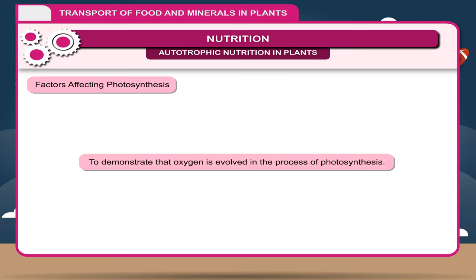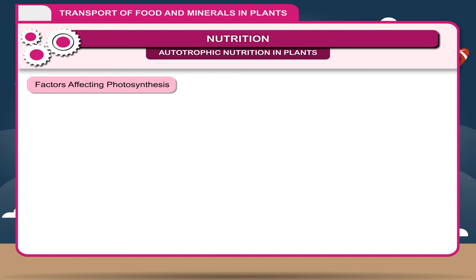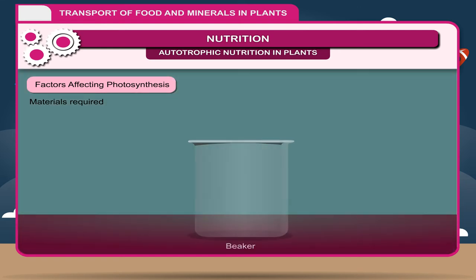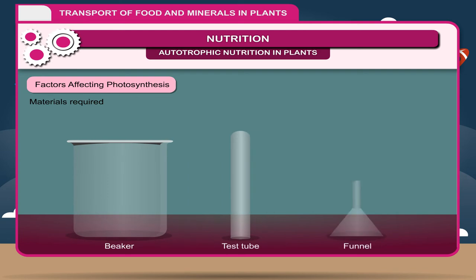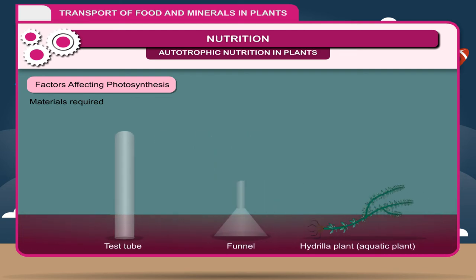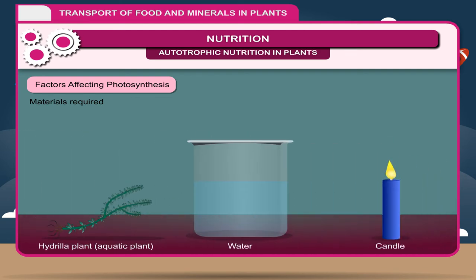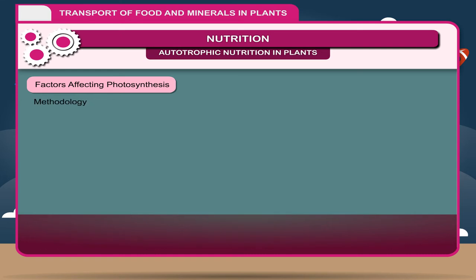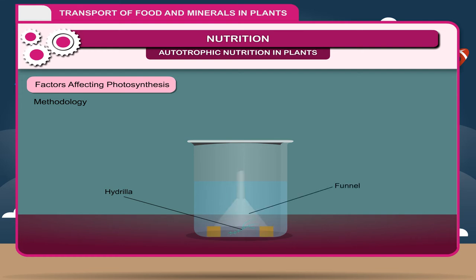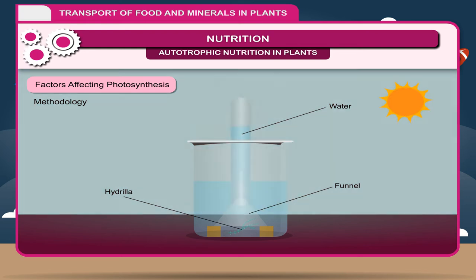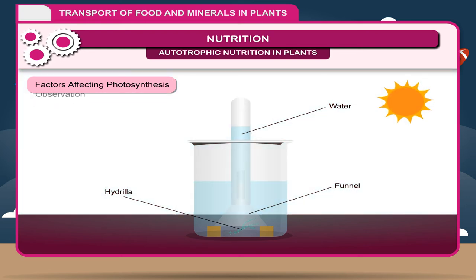Activity. To demonstrate that oxygen is evolved in the process of photosynthesis. Materials required. Beaker, test tube, funnel, hydrilla plant, aquatic plant, water and candle. Methodology. A water-filled beaker is taken along with hydrilla plants. Insert some hydrilla plants in the inverted funnel. A test tube filled with water is inverted on the funnel. Keep this apparatus in sunlight.